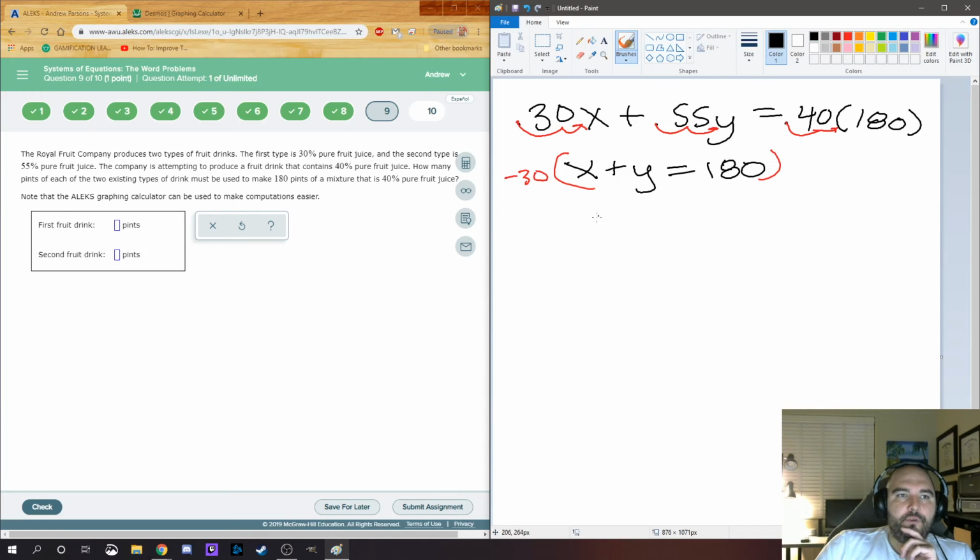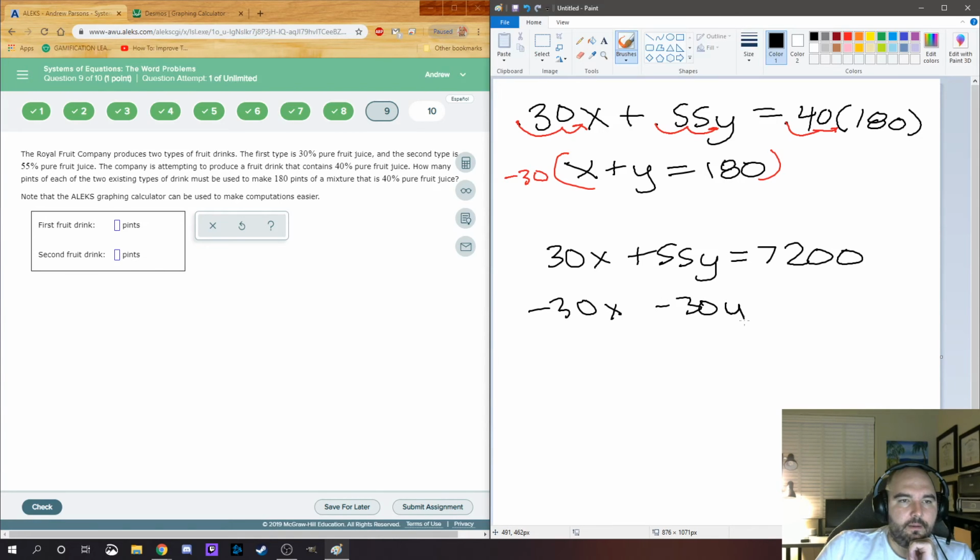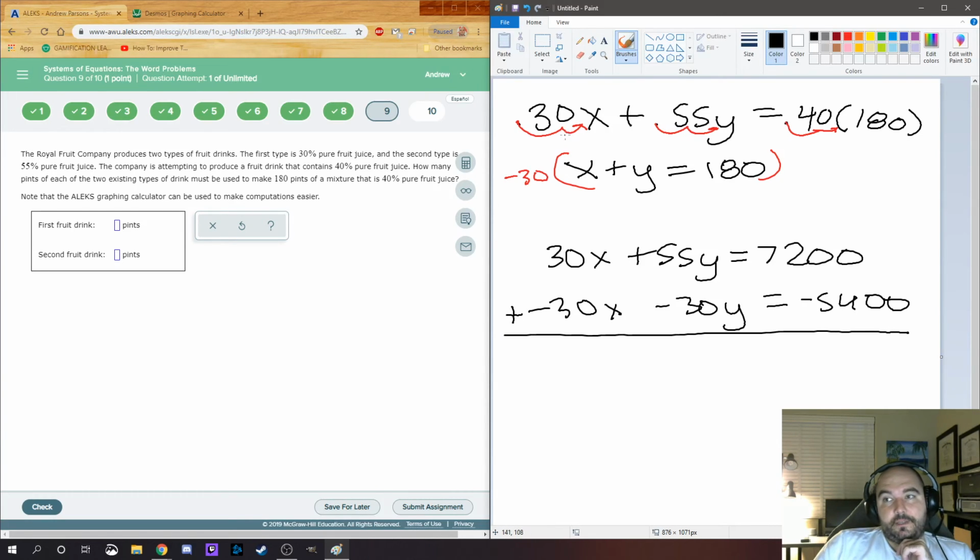So let me write my two new equations. I get 30x, 55y, and then 40 times 180 is 7200. That's a big one. Then on the bottom row, we got negative 30x, negative 30y, and then 180 times negative 30, which is negative 5400. So I fixed the first one up so it's no decimals. I fixed the second one up so that it would cancel with the first one. At least the x's will cancel out.